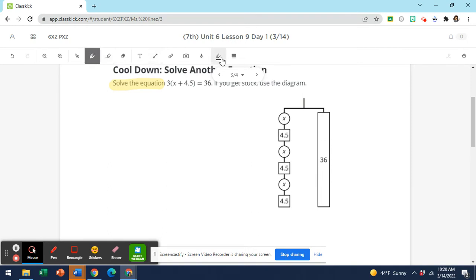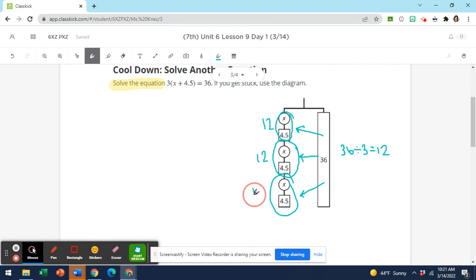We talked about a few different strategies for solving in class. The first is that we can imagine that each of these groups of x and 4.5 is a separate circle, or I guess these are ovals, and we're splitting up 36 into 3 equal groups. And so what we really did here is 36 divided by 3. Now I know that 36 divided by 3 is equal to 12, which means that each of these groups that I created with the blue circles is equal to 12.